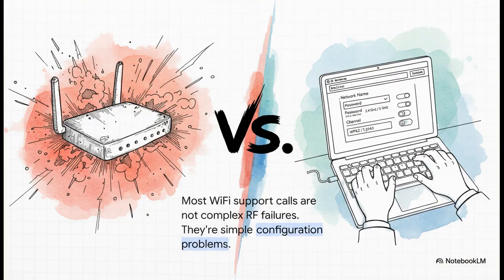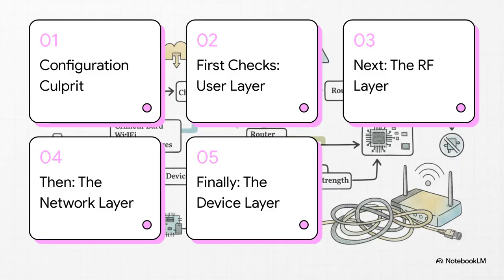Okay, let's get right to the heart of it. The main idea from Chapter 10, and our focus today, is something you've got to let sink in. Most of the time, the problem isn't some bizarre hardware failure or a crazy RF environment. Nope, it's usually just a simple, solvable configuration mistake. If you master the method, you'll solve problems faster than anyone. So to do that, we need a system. We're going to follow a logical path, starting with the biggest culprit, the user. From there, we'll work our way down through the RF, network, and finally the device layer.